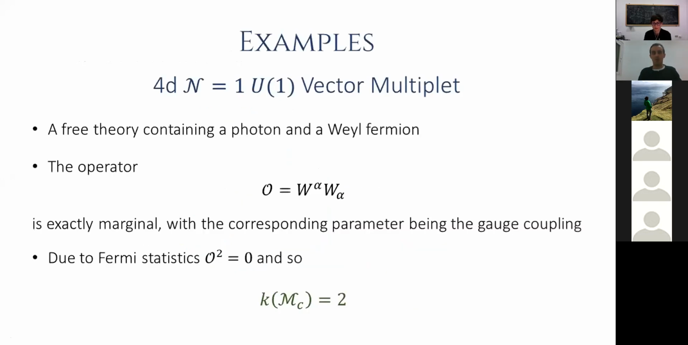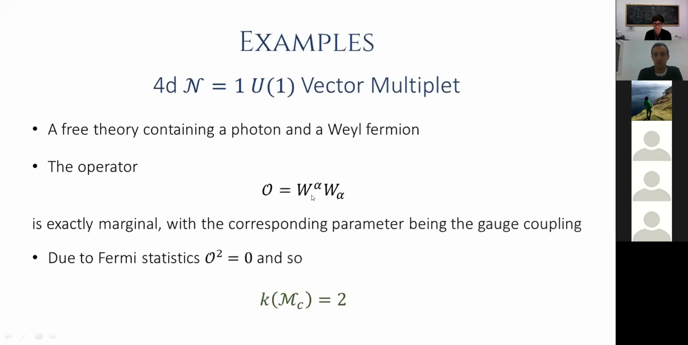Okay, so we claimed so far that at generic points we expect the exactly marginal operators to be nilpotent. Now let's turn to some examples in which this nilpotency can be easily demonstrated and in some cases even calculated. Let's start with a simple example of a U(1) vector multiplet in 4 dimensions. This is an N equals 1 multiplet, so this is just a free theory containing a photon and a Weyl fermion.